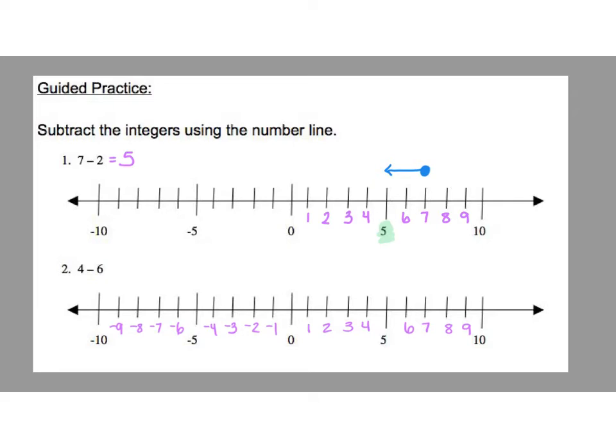In the second problem, I see 4 minus 6. So that first number tells me where to start on my number line, so I'm going to put my point right at 4. I see the subtraction sign, so it tells me to move in the negative direction, or to the left, on the number line. And the second number tells me how many units to move. So I'm going to move to the left from my point 6 units.